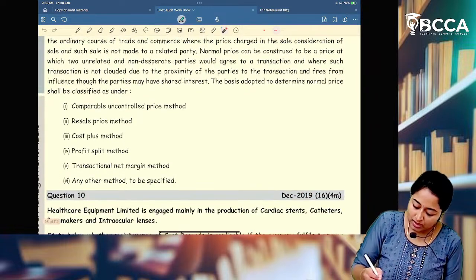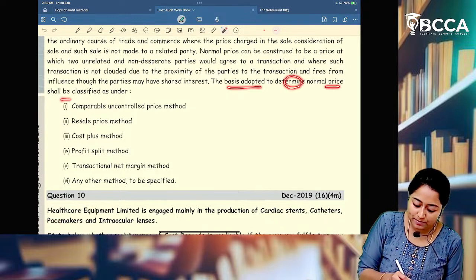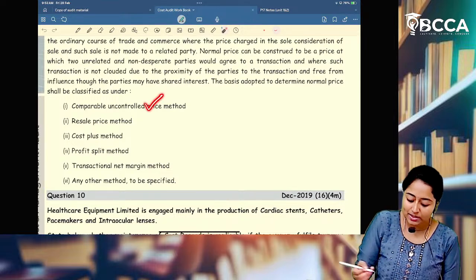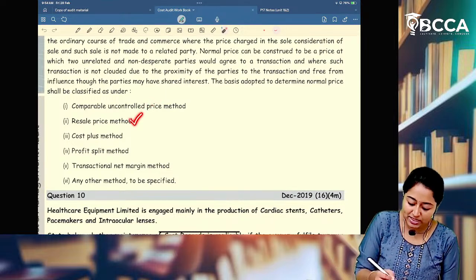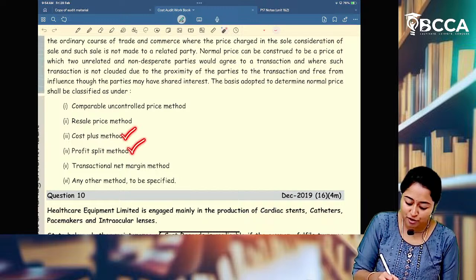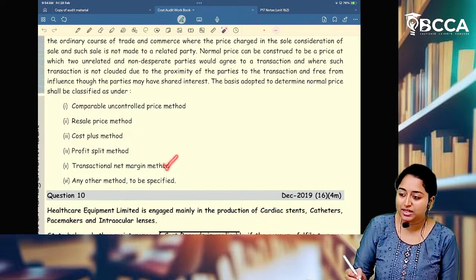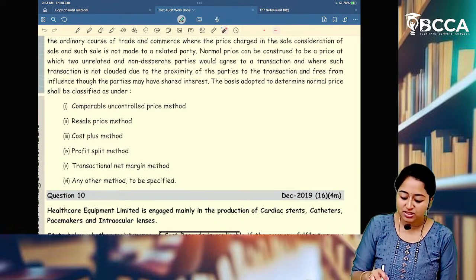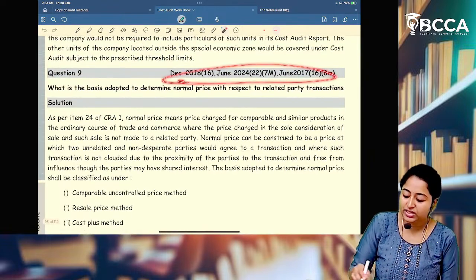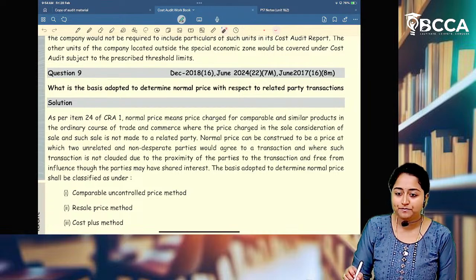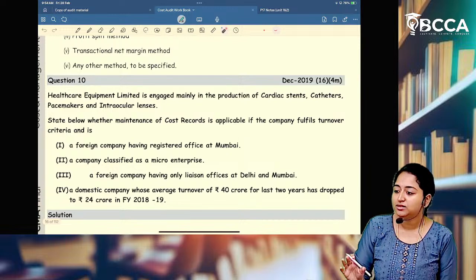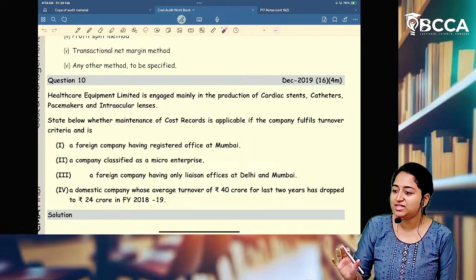Now, the basis adopted to determine normal price shall be classified under these methods. First is comparable uncontrolled price method, resale price method, cost plus method, profit split method, transactional net margin method, and any other method to be specified. So this answer has been asked in 3 frequent attempts. Okay. Did we do that? You're getting the question, right? From where was that question asked and what is the answer from?